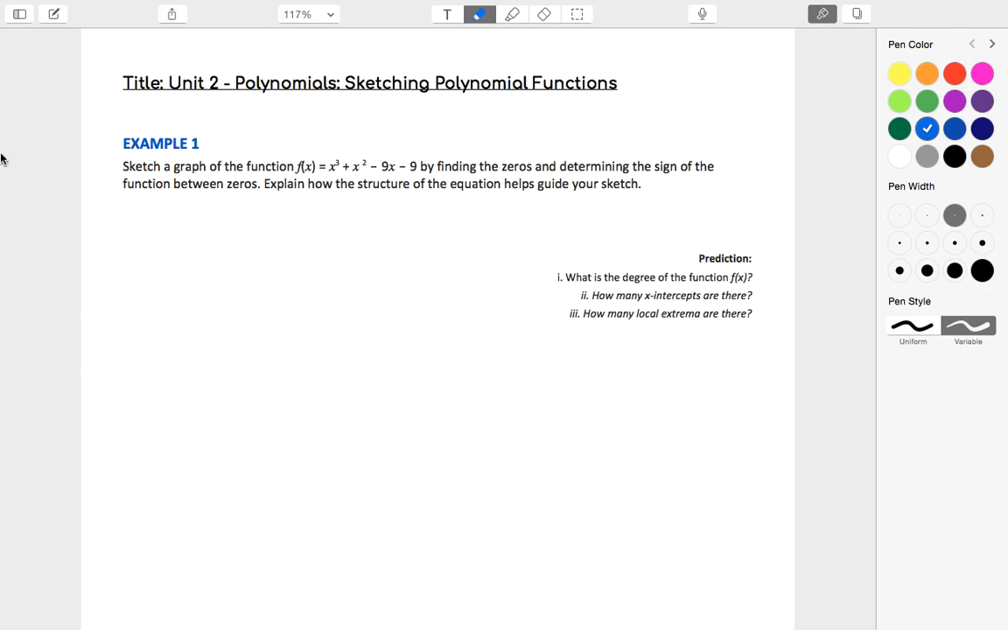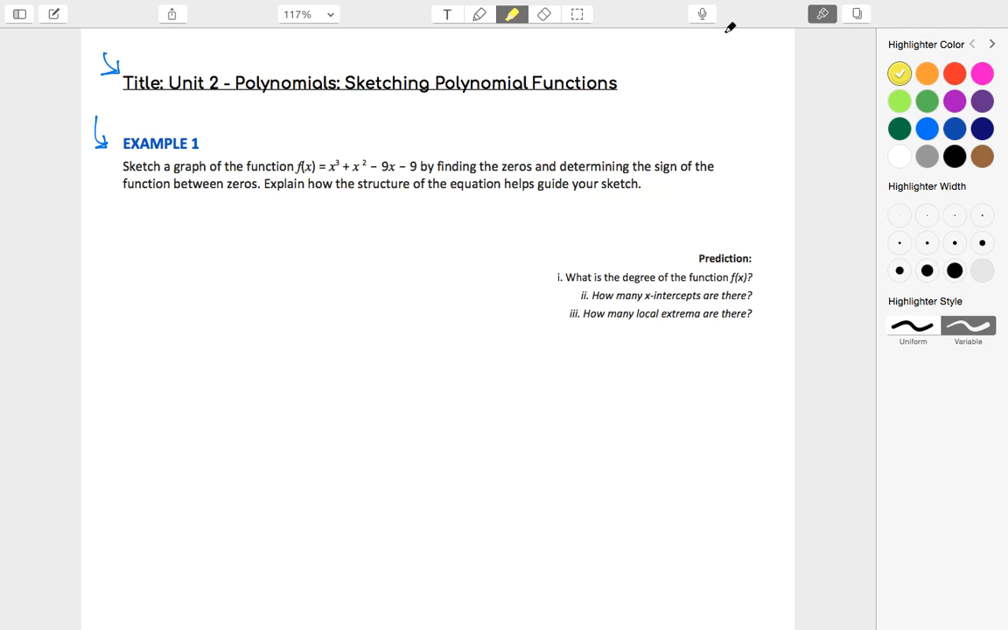So what you're going to do is in your notebook, basically what is on my screen, you're going to write down in your notebook, and this is your title. Make sure you title your first notes, Unit 2, Polynomial Sketching Polynomial Functions, and your subtitle, which is Example 1.